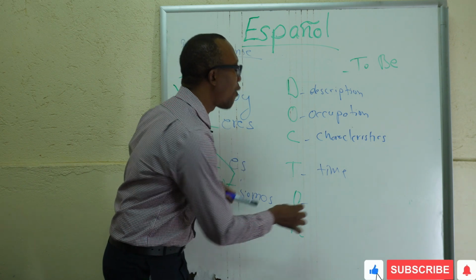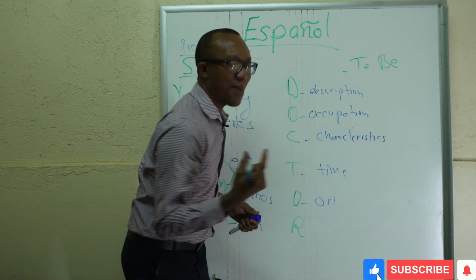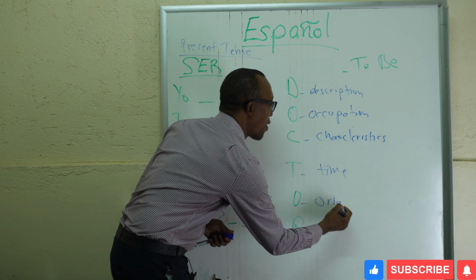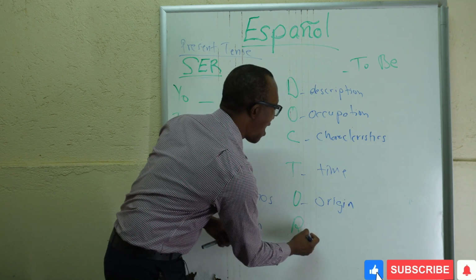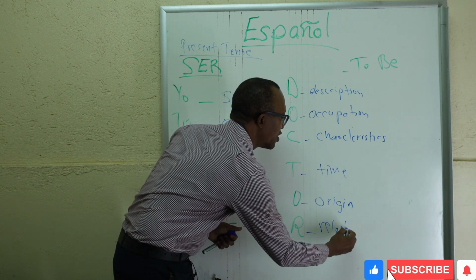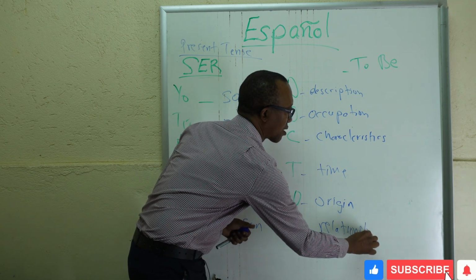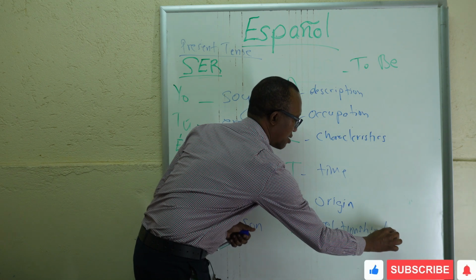The second O is for origin. Origin. So, perdóname. Forgive me. Origin. And the R for religion. Relationships or religion. Relationship, religion.